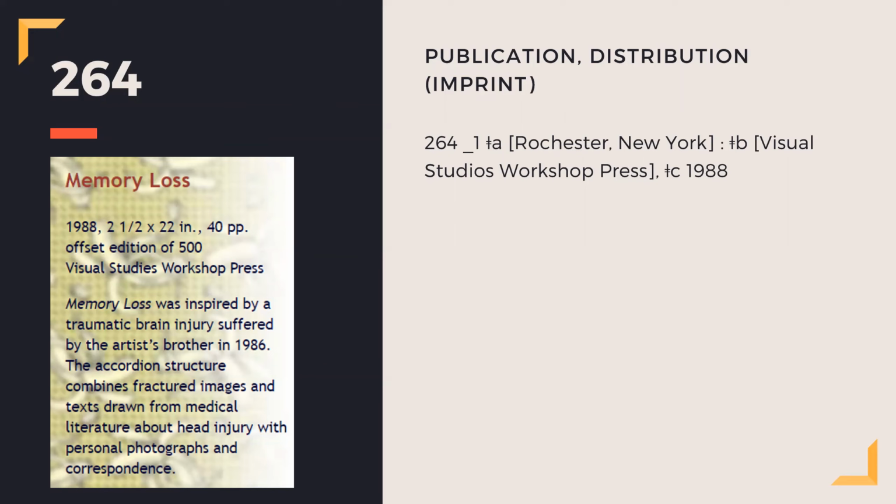Then we would include subfield C for the date of publication, which is 1988. Because we only have the publication date, we would not include a second 264 field with a copyright notice. Our 264 field is completed and we will move on to our 500 fields.